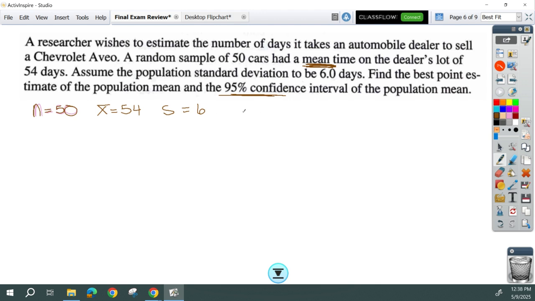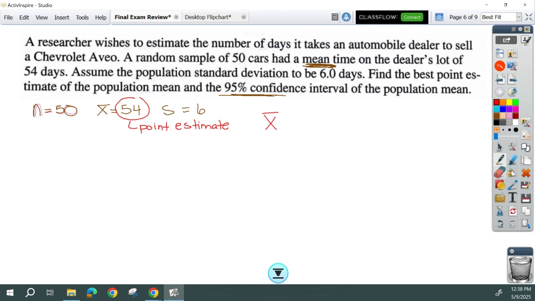When we talk about a point estimate, that is one estimate for the actual average amount of time that these Chevy Aveos stay on the lot. Well, that would just be our sample average. So this 54 days is our point estimate. That's the best point estimate we have here. It's just one estimate for what the actual average could be. It's probably not right. So that's why we'll build an interval. And so our interval for means looks like this.